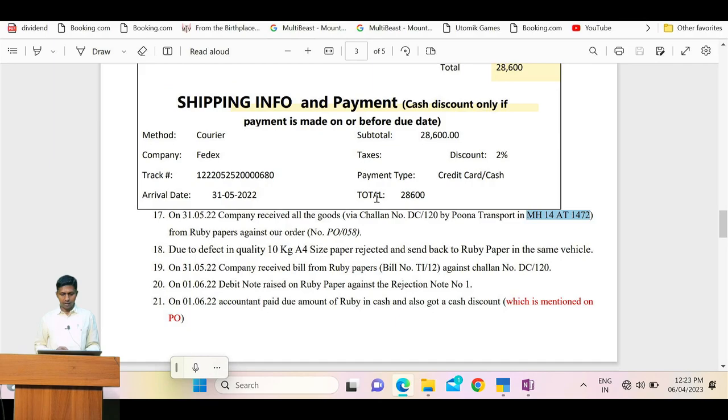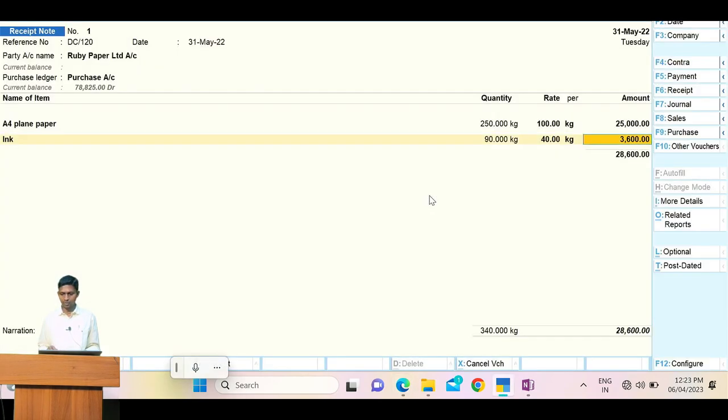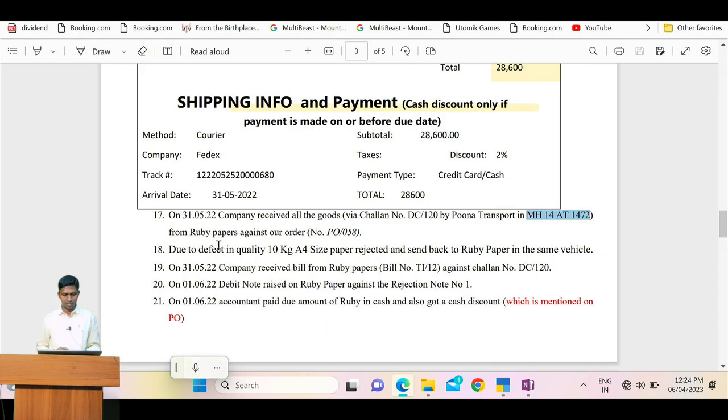Okay, we have received 28,600 rupees goods. Yes, 28,600. Enter, enter, enter on 31st. Over. Only this much. Receipt note. Then, due to a defect in quality, 10 kg A4 size paper is rejected and sent back to Ruby Paper in the same vehicle. We have rejected it and we are sending it back again in that vehicle only.